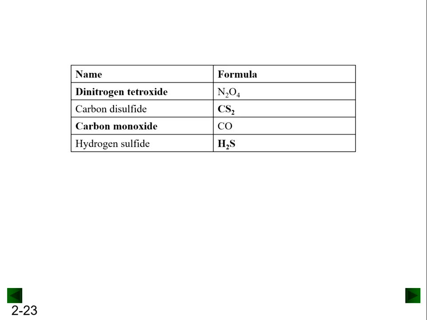Next up, we have carbon disulfide, so we have a carbon and 2 sulfurs, CS2. Our third one, CO, is carbon monoxide. You might think monocarbon monoxide. But carbon monoxide is the name that you will see.